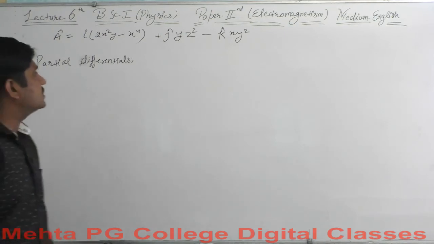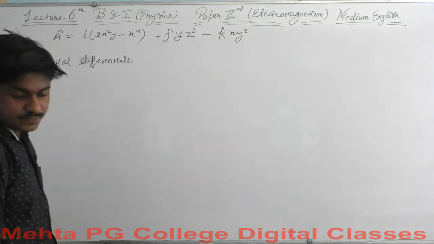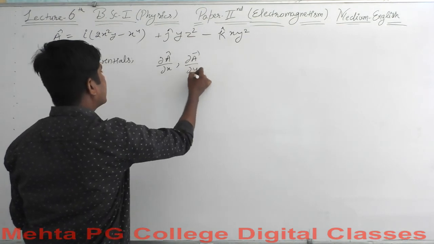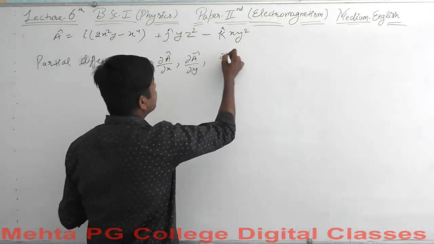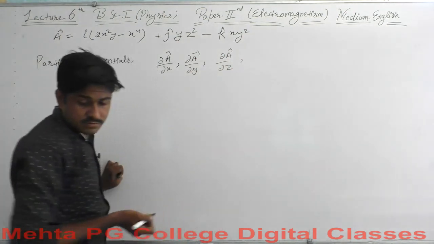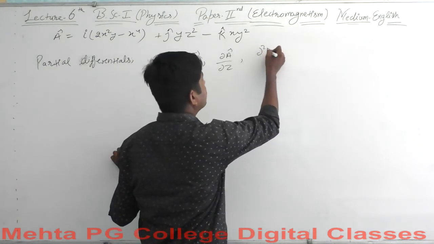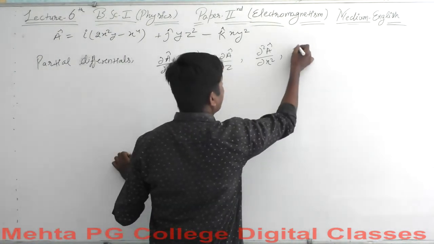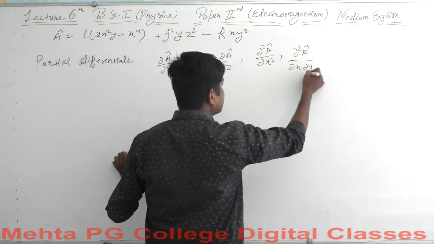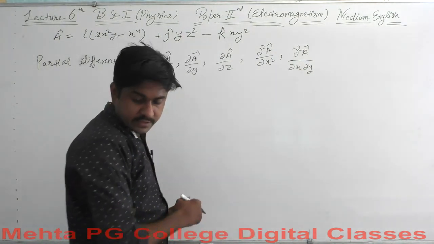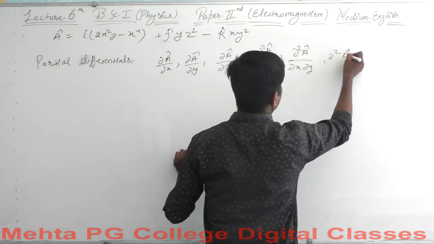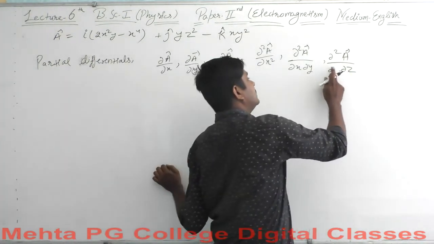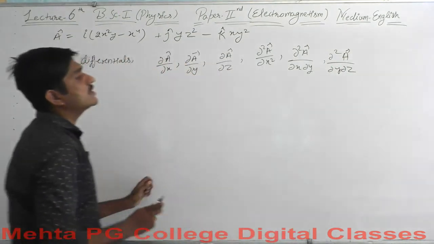Some partial differentials which are partial A by partial x, partial A over partial y, partial A over partial z, and partial square A over partial x square, partial square A over partial x partial y, and then partial square A over partial y partial z. So you are supposed to calculate all these values.